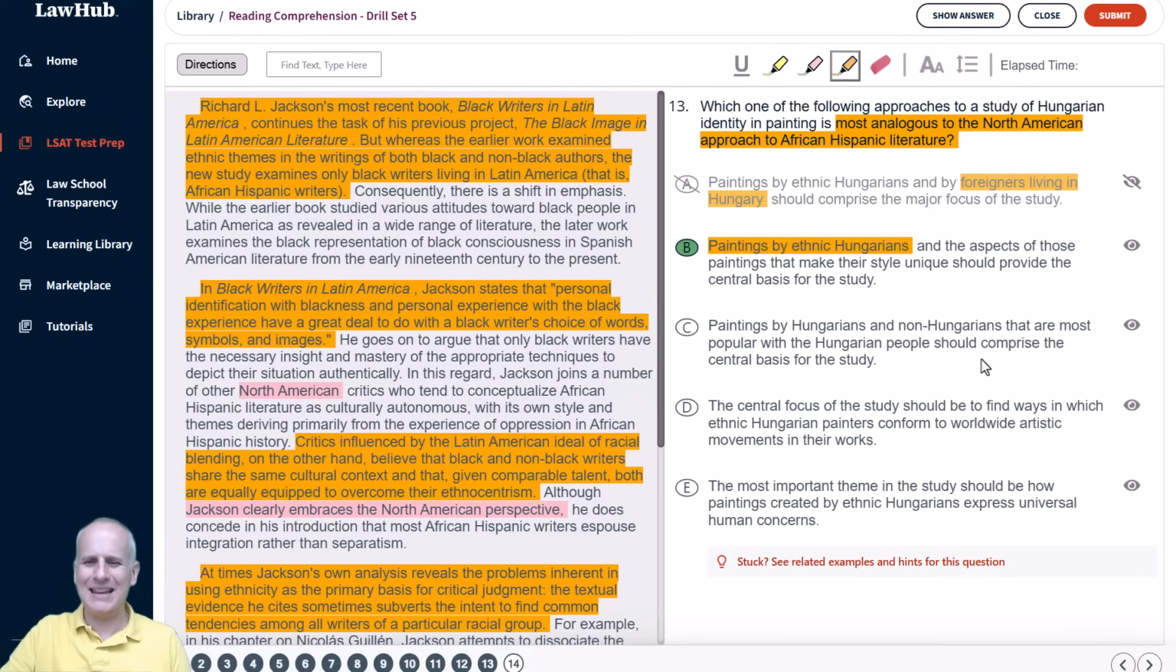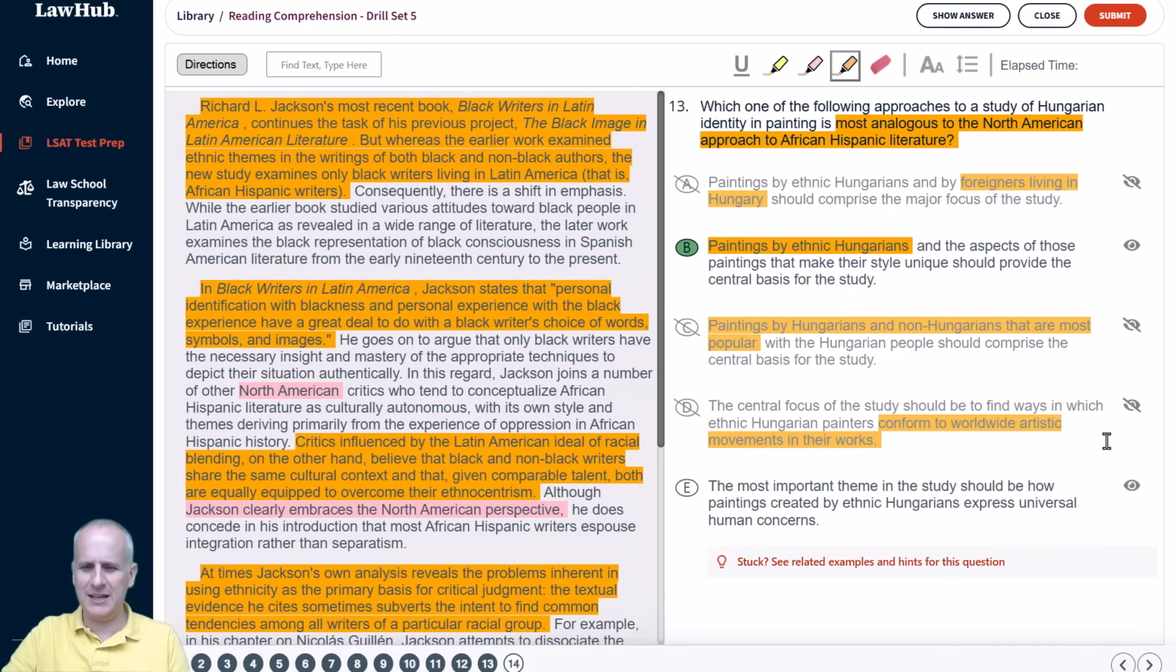Then choice C, paintings by Hungarians and non-Hungarians that are most popular. No, we don't want non-Hungarians and we don't really care about popularity. So for either of those reasons, we should be able to eliminate C. And since we've liked B already, we can go more briskly through these remaining answer choices. Then choice D, the central focus of the study should be to find ways in which ethnic Hungarian painters conform to worldwide artistic movements. Absolutely not. We're talking about ethnic Hungarian painting, so we should be able to eliminate D for incorporating this idea of worldwide artistic movements.